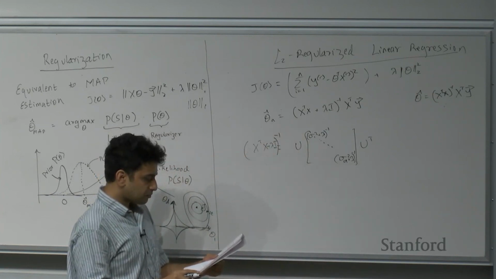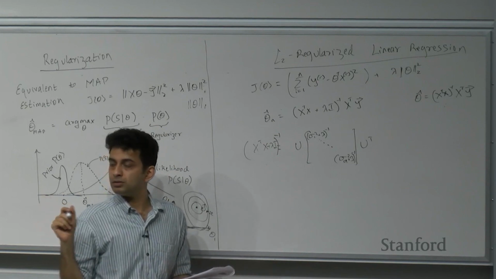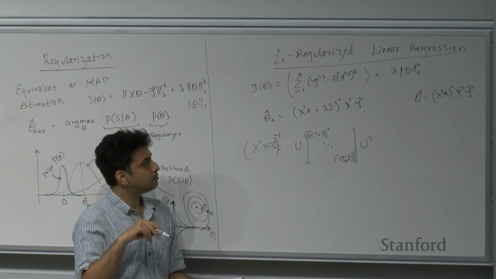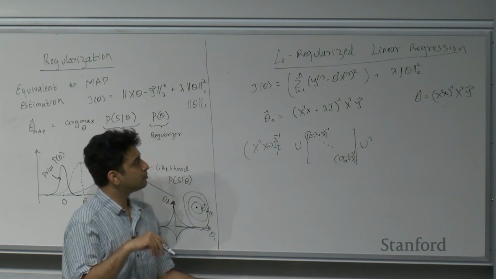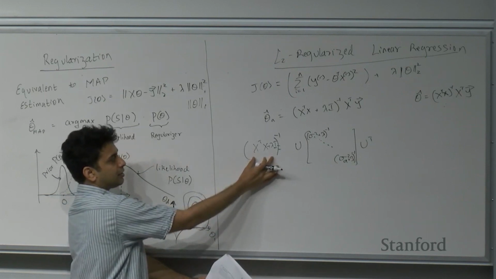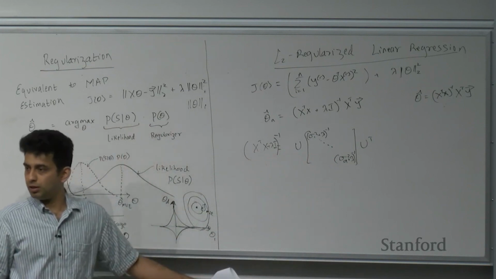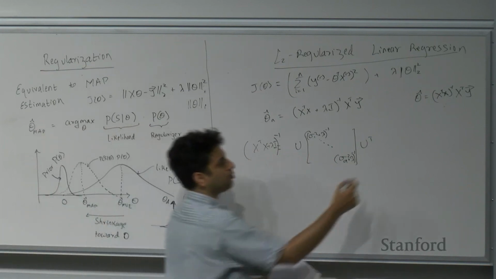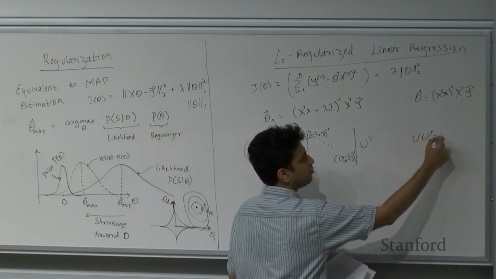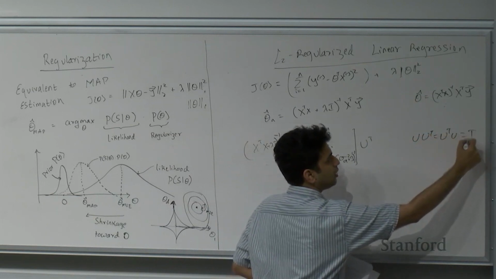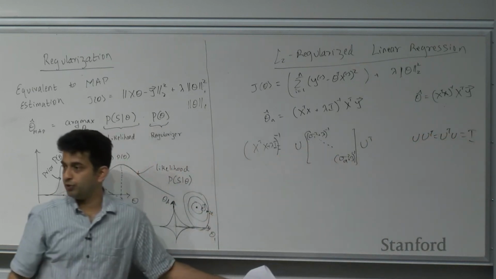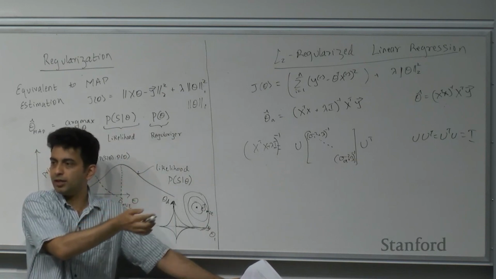Yes, question? Are u and u transpose not inverted when you take the inverse of x transpose x with lambda? The u here is assumed to be invertible, where u has the property u transpose u equals I. So u transpose is the inverse of u. That's again the eigen decomposition.